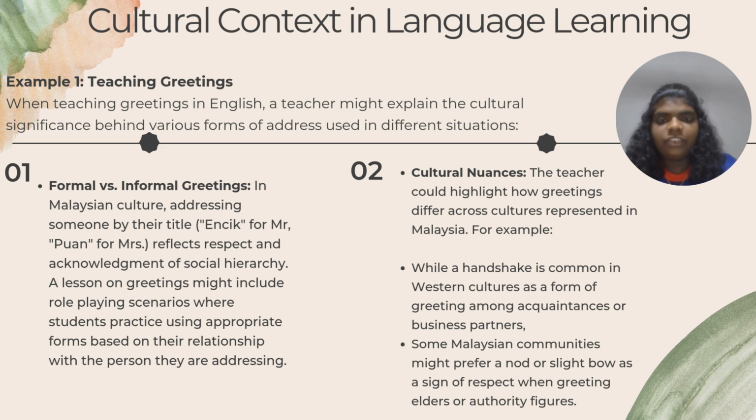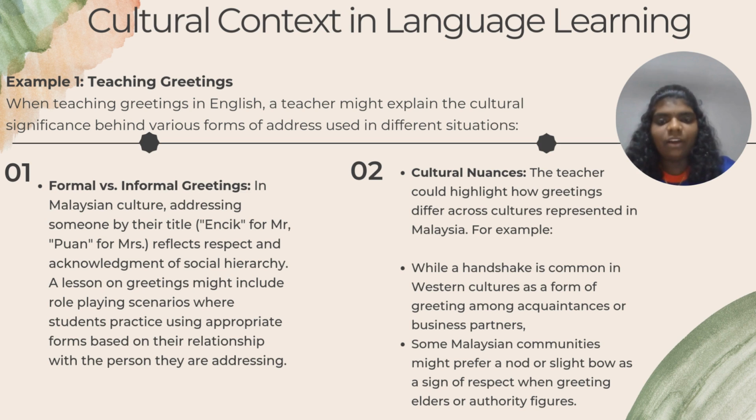So, as for the cultural context in language learning, we have two examples. The first example is teaching greetings. When teaching greetings in English, a teacher might explain the cultural significance behind various forms of address that are used in different situations. As an example, the first one is formal and informal greetings. In Malaysian culture, addressing someone by their title, Encik for Mr. and Puan for Mrs., reflects respect and acknowledgement of social hierarchy.